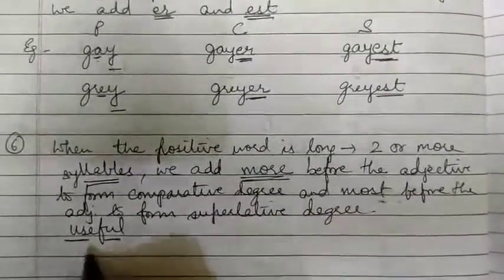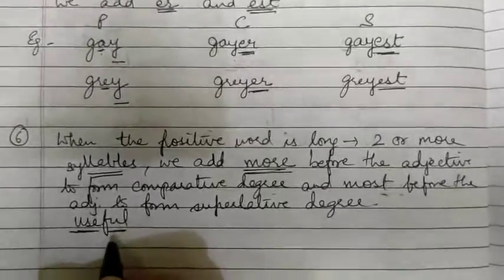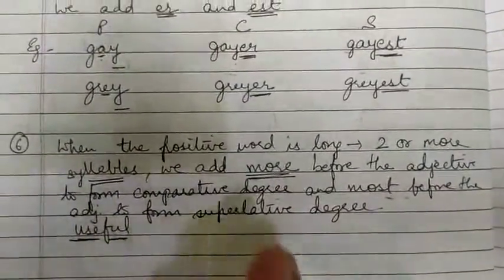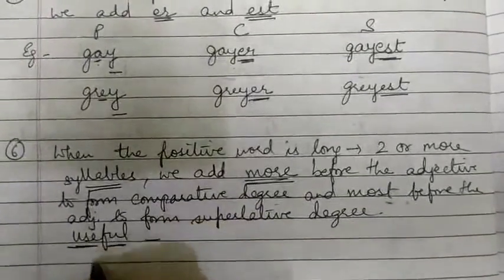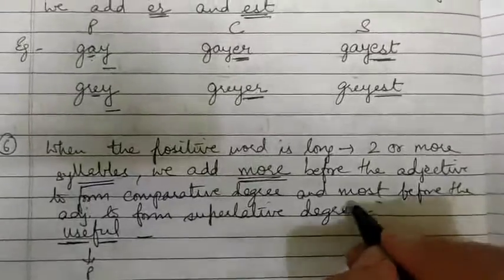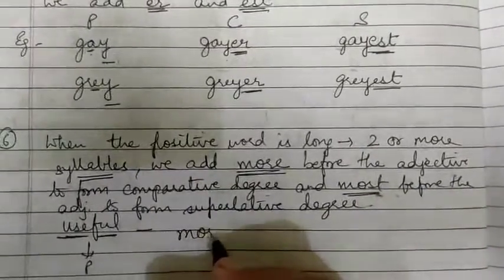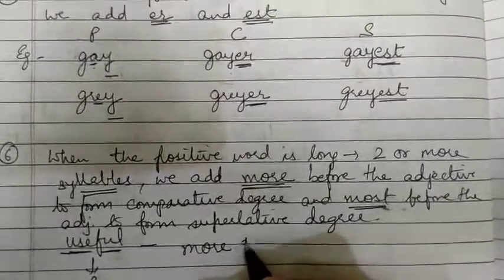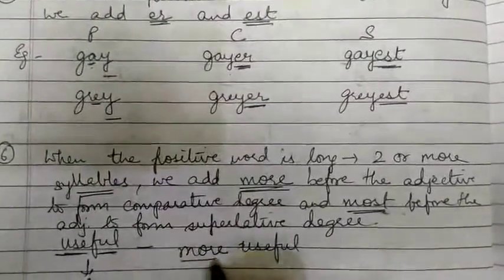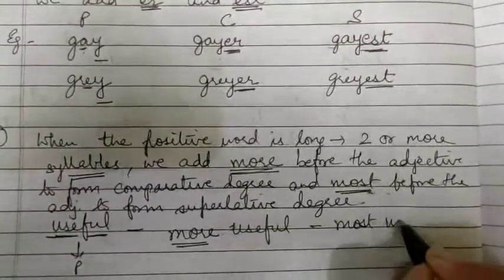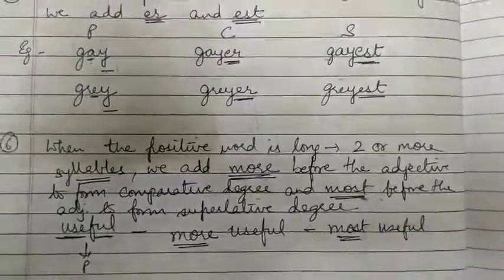Now children, here you can see the word useful is given. The word useful is having two parts, use and full, meaning it is having two syllables. So this is the positive degree, and when we change it into the comparative degree, we write more useful. More is added here. Then most useful in the superlative degree.